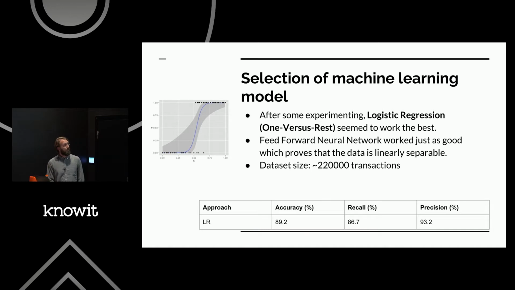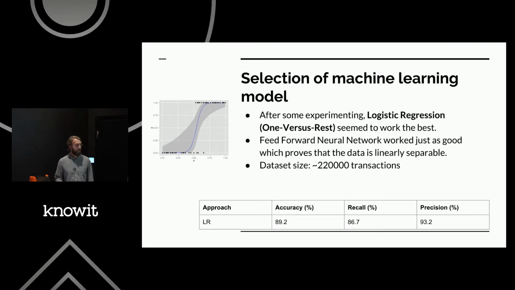The data set that I used for this project was of size 220,000 transactions, so it's not exactly your personal transactions. By training on, I think it was, 80% of the transactions, I achieved an accuracy of 89.2% correct classifications.